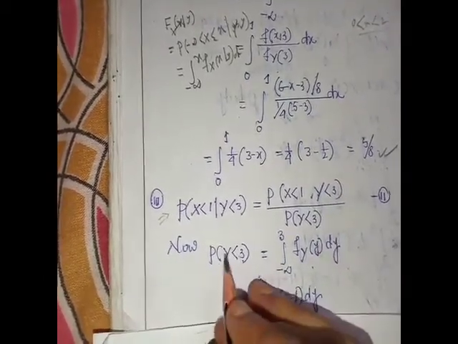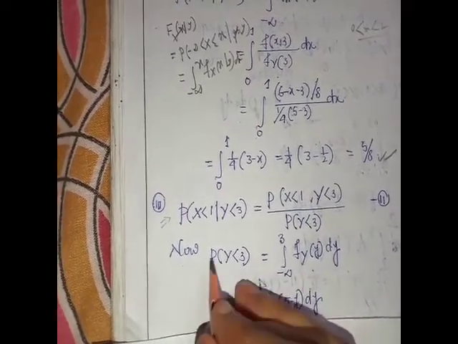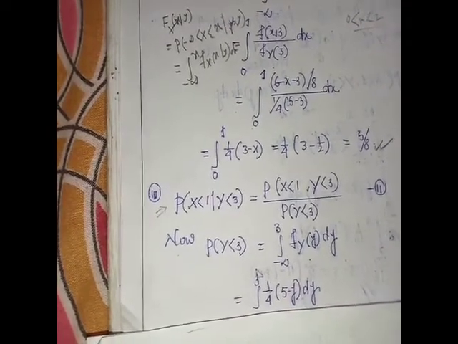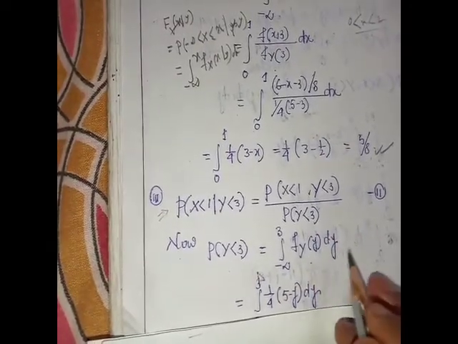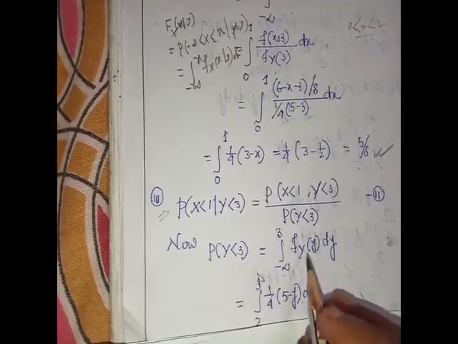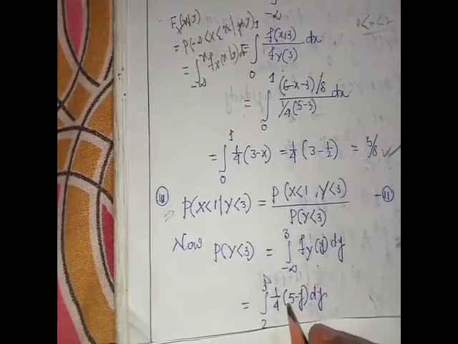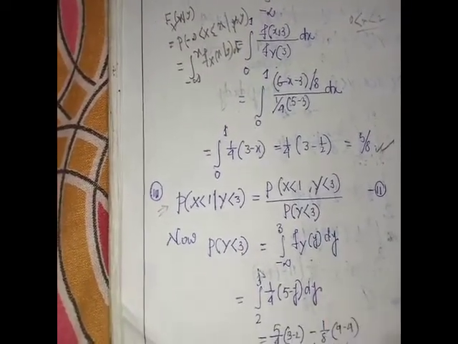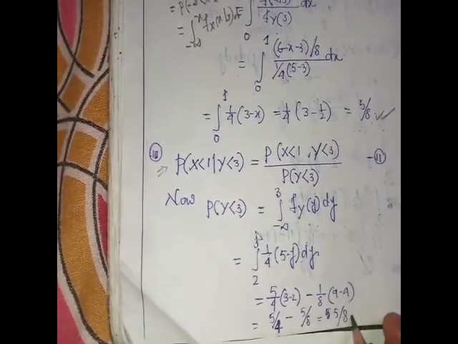So first we find probability of Y less than 3. Probability of Y less than 3 means minus infinity less than y less than 3. So it is the integral from minus infinity to 3 of f(y) dy. This is the marginal density function of y. We already calculated f(y) means 1 by 4 times (5 minus y) dy. So after calculation we get 5 by 8.